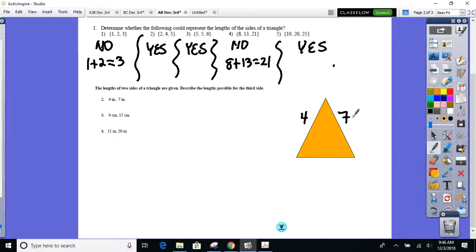Four and 7. The third side can't be any number. We know that now. What I need your help with is give me numbers it could be. So I got 4 and 7. Give me other values this side could be.